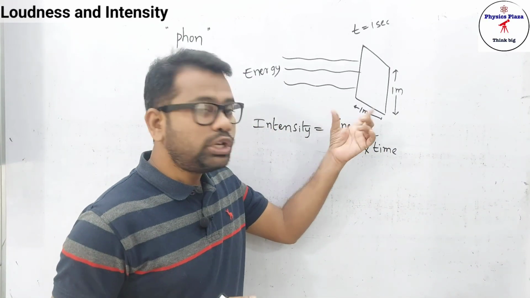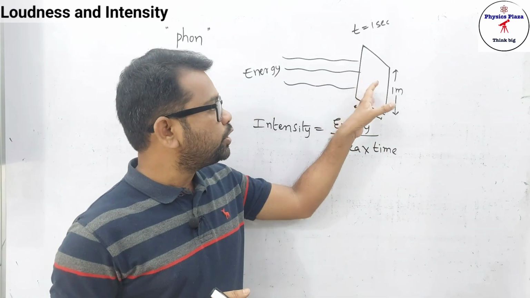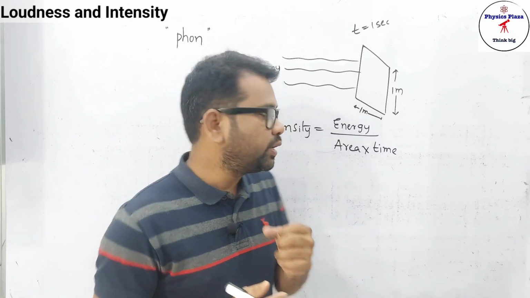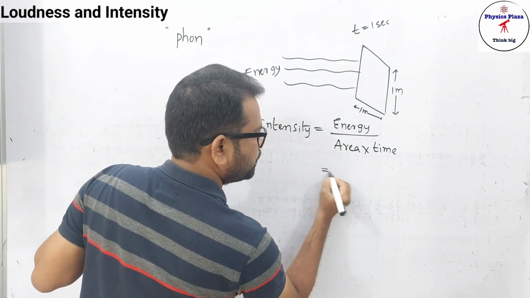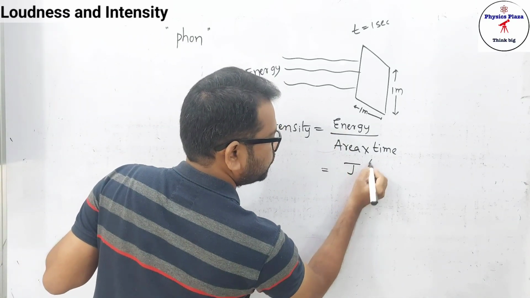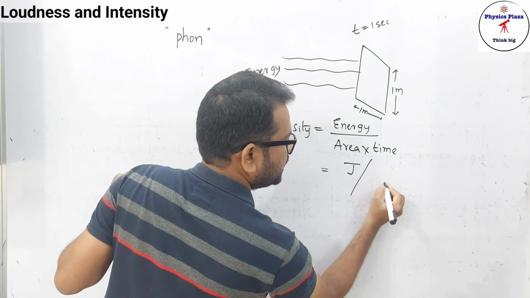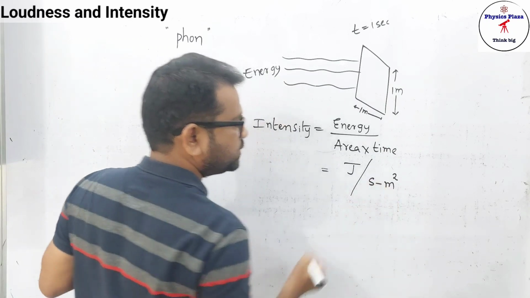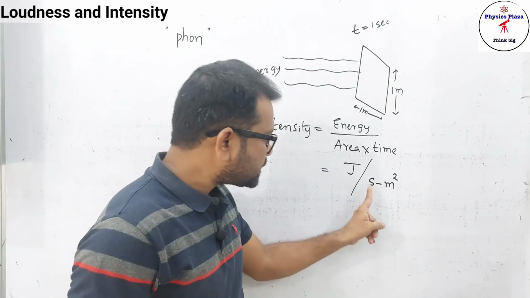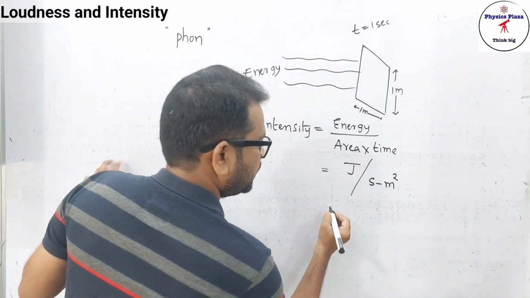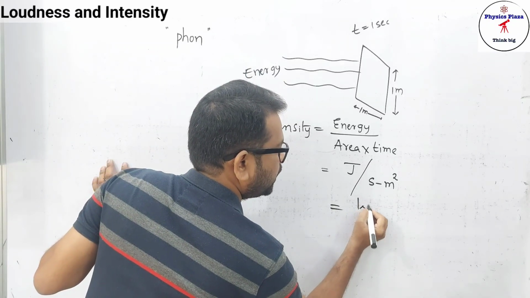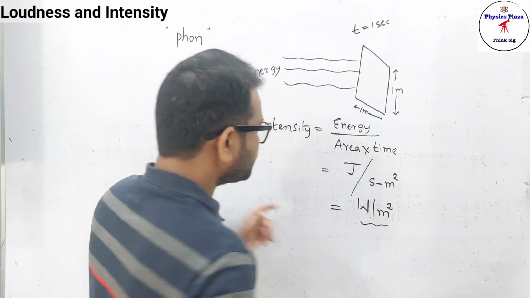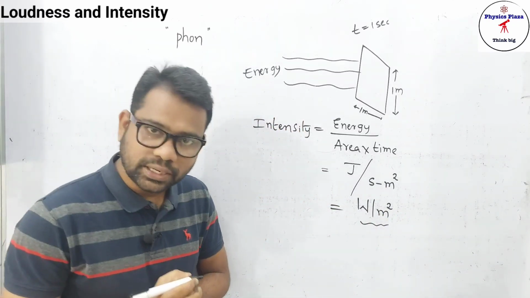The amount of energy which is passing through the unit normal area in 1 second is called intensity. Then what are its units? Look here. Energy is measured in joules, whereas area is meter square, and time is second. So why am I writing like this? Because we know that joule per second is called watt. So it can also be written as watt per meter square. Children, watt per meter square is the unit of intensity. Is it clear? Fine, children.